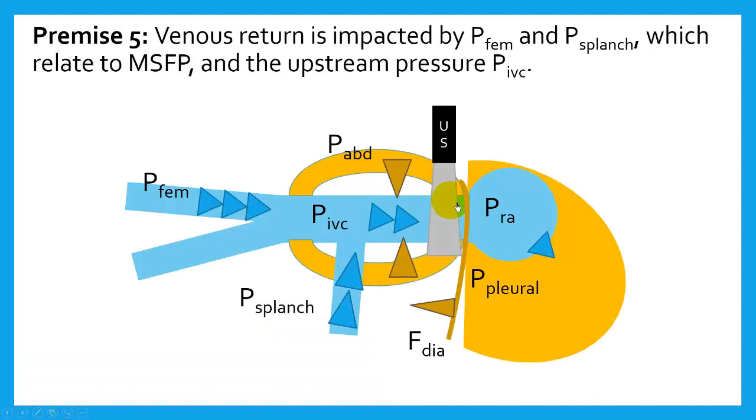Okay, so venous return is impacted by all the things you see here. So femoral venous pressure, splanchnic venous pressure, which are related to your mean systemic filling pressure. As you tank up patients with fluids, you're increasing these pressures, the P-fem and the P-splanch. You're also going to be indirectly increasing the IVC pressure. But this is all what affects venous return. The pressures in these vascular beds, these venous beds, as well as the upstream pressure from the PIVC and ultimately the PRA. So if PRA is low, blood can freely flow into the right atrium. If PRA is high, there's reduced ability to achieve venous return.